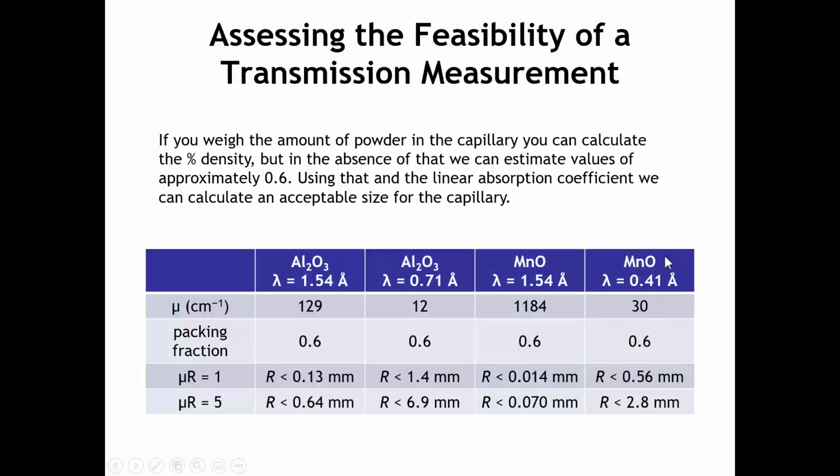But if we go to a synchrotron, where we can take the wavelength all the way down to 0.4 angstroms, then you can see, okay, now no problem, right? We're good with any capillary that has a diameter less than 2 times 0.56. So any capillary that is less than 1 millimeter in diameter is going to be just fine. These are the kinds of considerations you want to take into account when you're planning a diffraction experiment, especially one where you're going to be doing a transmission measurement.